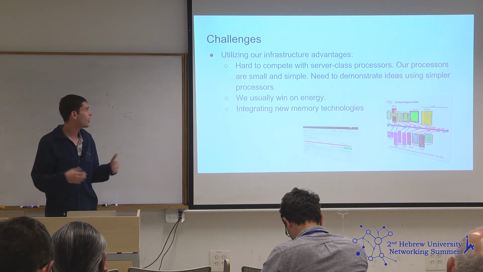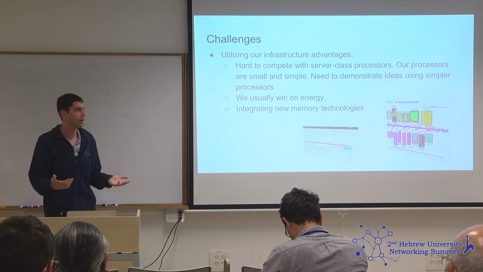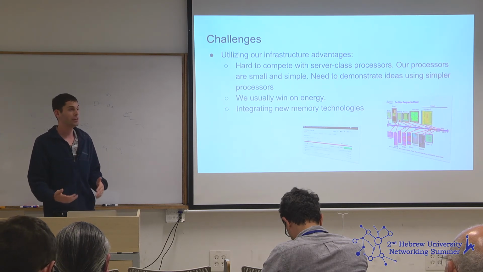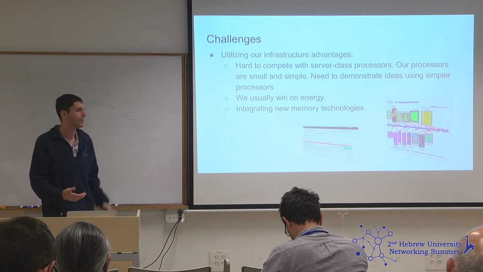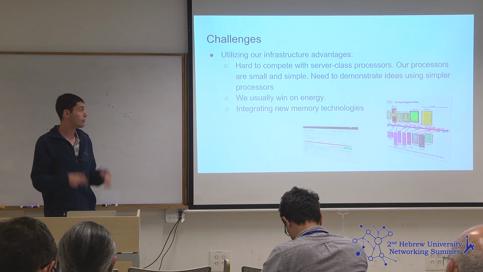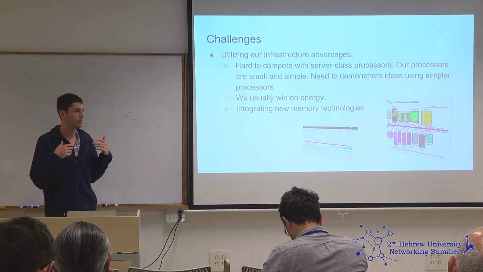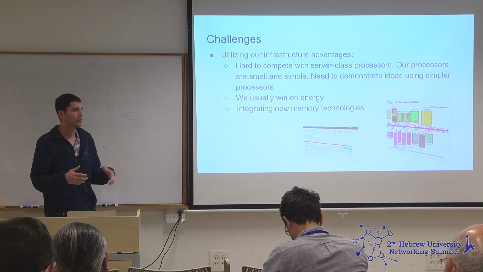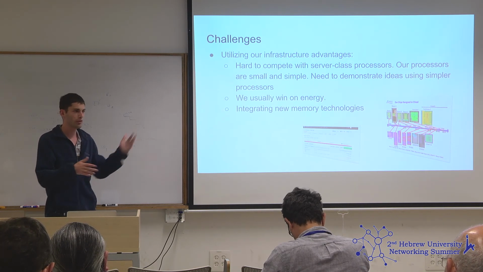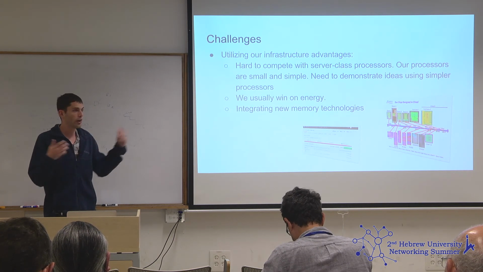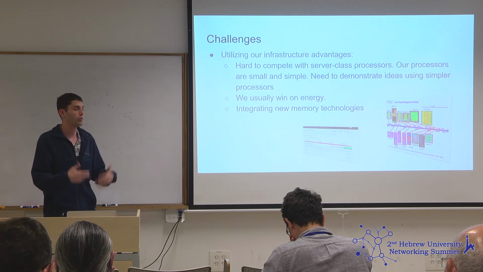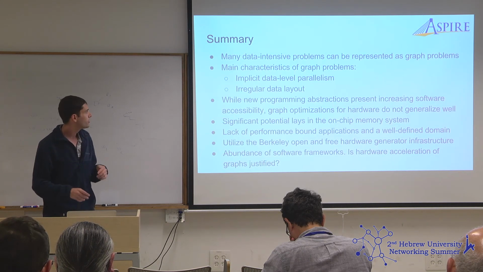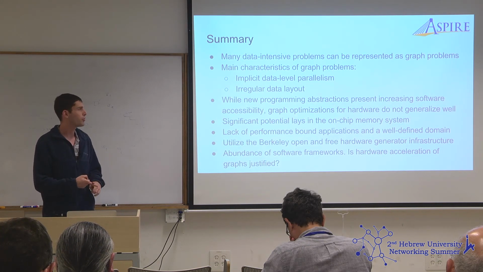And finally, our last challenge is utilizing our infrastructure advantage. I'm not going to compete here with an Intel Xeon Phi or a new NVIDIA Volta, but we need to demonstrate our ideas, still using hardware, because we usually show better energy efficiency. We show a variety of characteristics that we can show only with hardware, but still demonstrate these ideas using simple chips, using our memory interfaces, usually serial links or a simple DDR, and trying to integrate new memory technologies using our real tape-out capabilities.